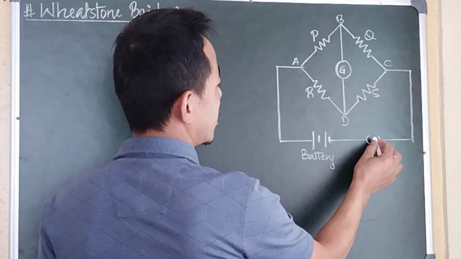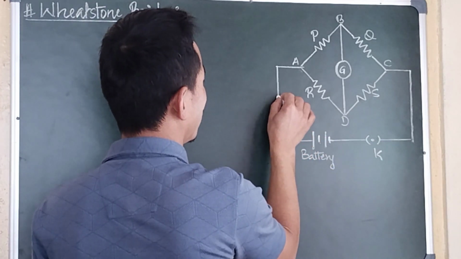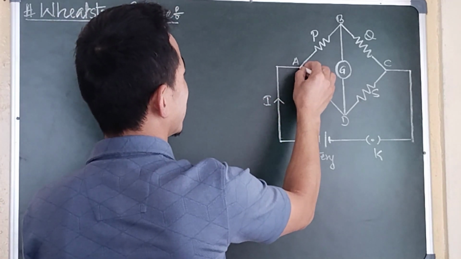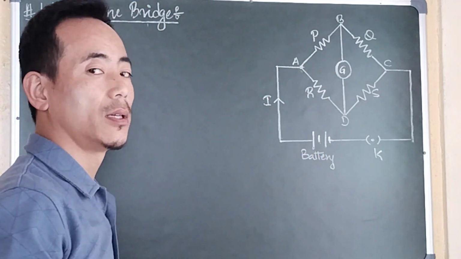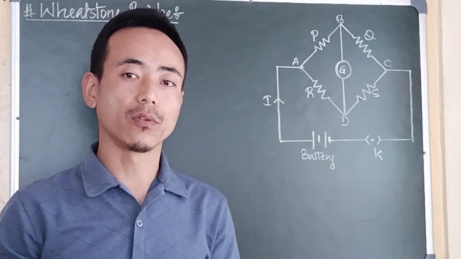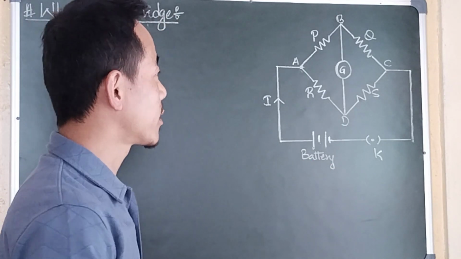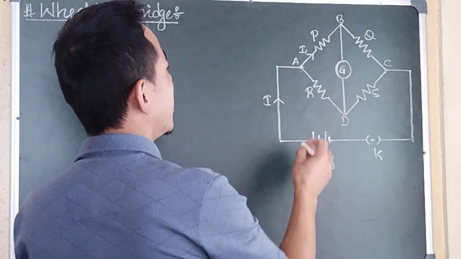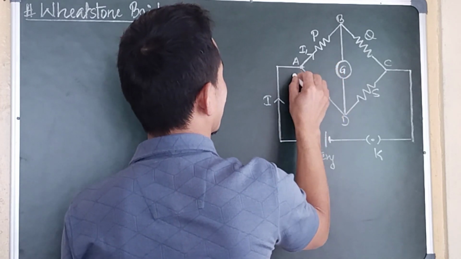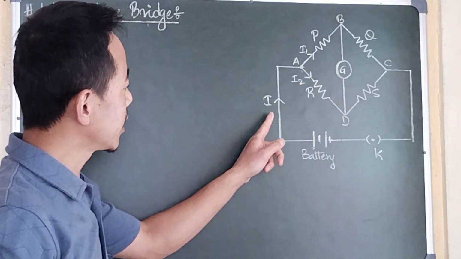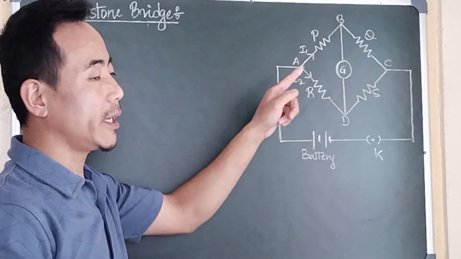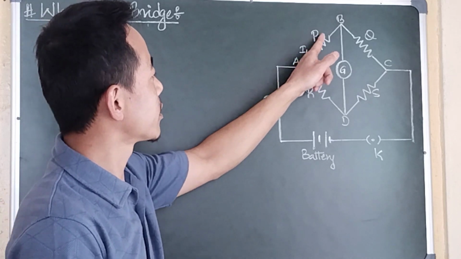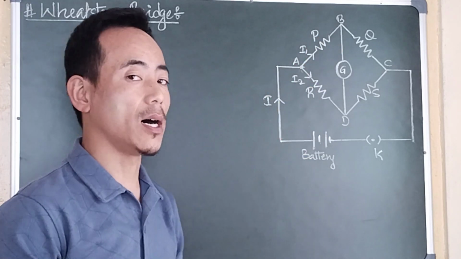As soon as we close the key here, we know that current I will flow in the circuit. As this current I reaches the junction A, what will happen to the current? There will be two different paths in which the current can flow, so the current will split into two parts. Let's consider that the current in the arm AB is I1, and the current in the arm AD is I2. So the current I, when it reaches the junction A, divides into two parts, that is I1 and I2. I1 will flow through resistance P, I2 will flow through resistance R.